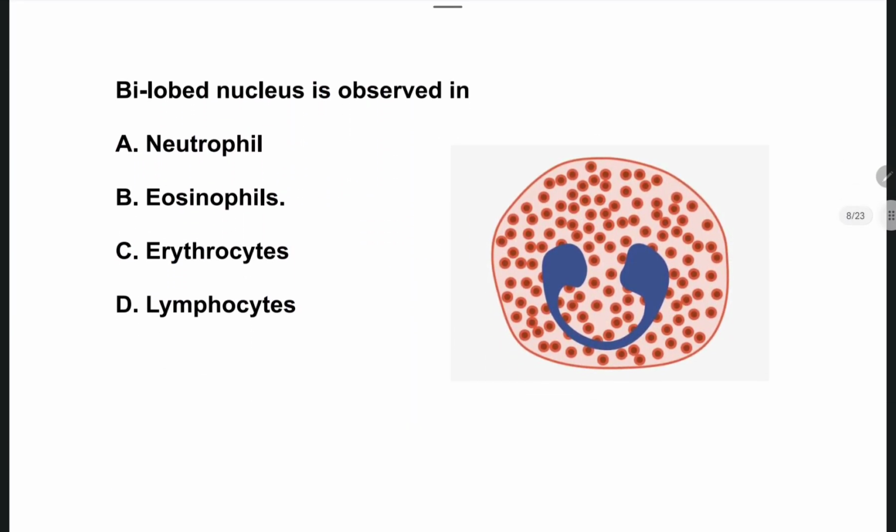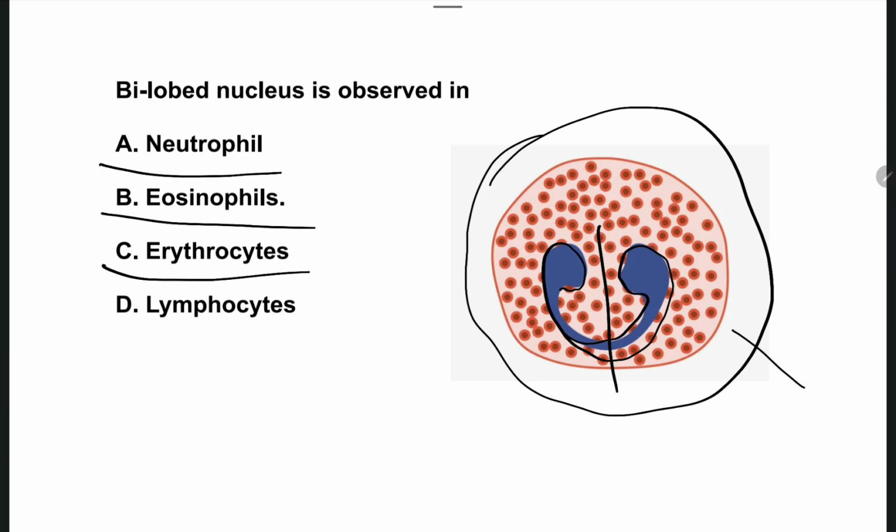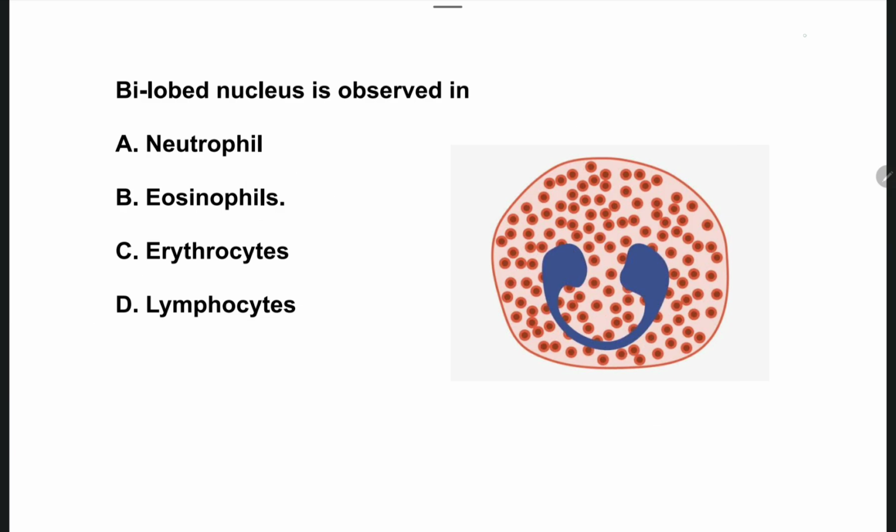The next one is, bilobed nucleus is observed in. In the picture you can see this is a type of blood cell. We have the nucleus bilobed. Bilobed is nothing but two lobes. So this name is known as, options are neutrophils, eosinophils, erythrocytes, lymphocytes. The right one is option B, eosinophils. So eosinophils have the bilobed nucleus.